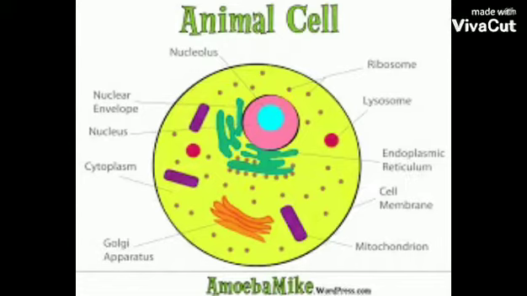Nucleus. Nucleus is a membrane-bound organelle that contains genetic material of a eukaryotic organism. Nuclear envelope. Nuclear envelope consists of two lipid bilayer membranes, an inner nuclear membrane and an outer nuclear membrane.